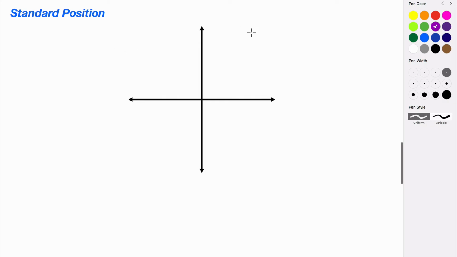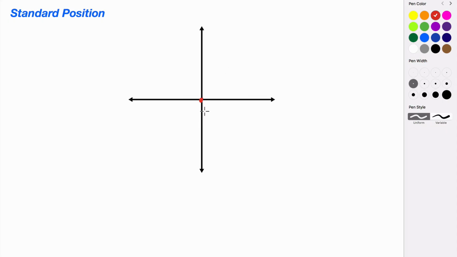Now, when we talk about angles, we need to have something called a standard position. The reason we want a standard position is it helps us when discussing where an angle lies in the coordinate plane. If we didn't have a standard position, an angle could be anywhere, and it would be really hard to discuss what quadrant the angle is lying in. So for standard position, first thing is the vertex. The vertex always lies at the origin in standard position.